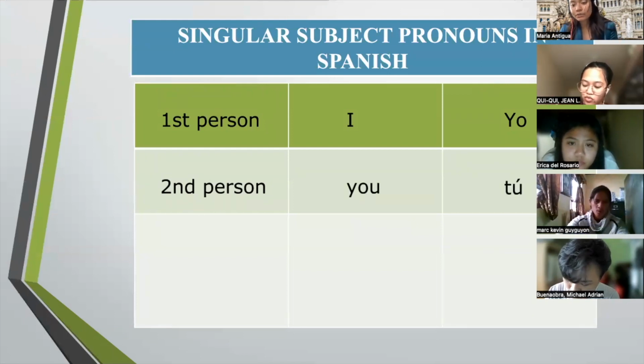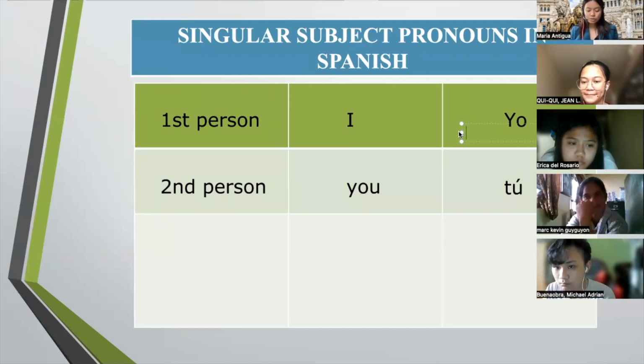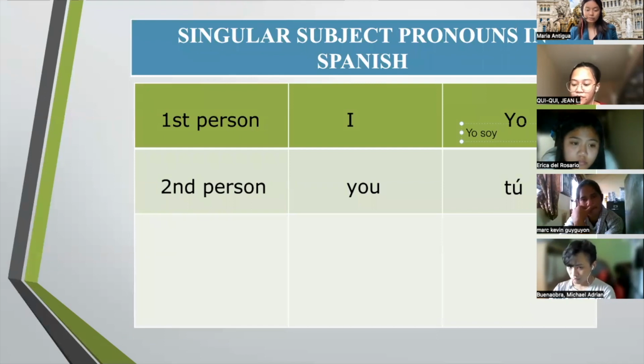Repite, por favor. Tú. Tú. Okay. During your midterms, yo soy. So this is now the correct full sentence of how you introduce yourself. Yo soy Maria. So tú is you.